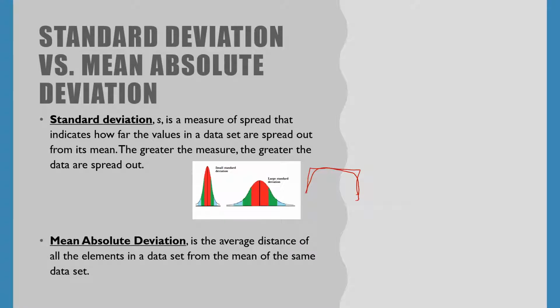Now, the mean absolute deviation, this is what we're going to spend a little bit of time on today. It's the average distance of all the elements in a data set from the mean of the same data set. So basically, we're going to figure out how far each point in the data set is from the mean, and then we're going to find the average of all of those distances.